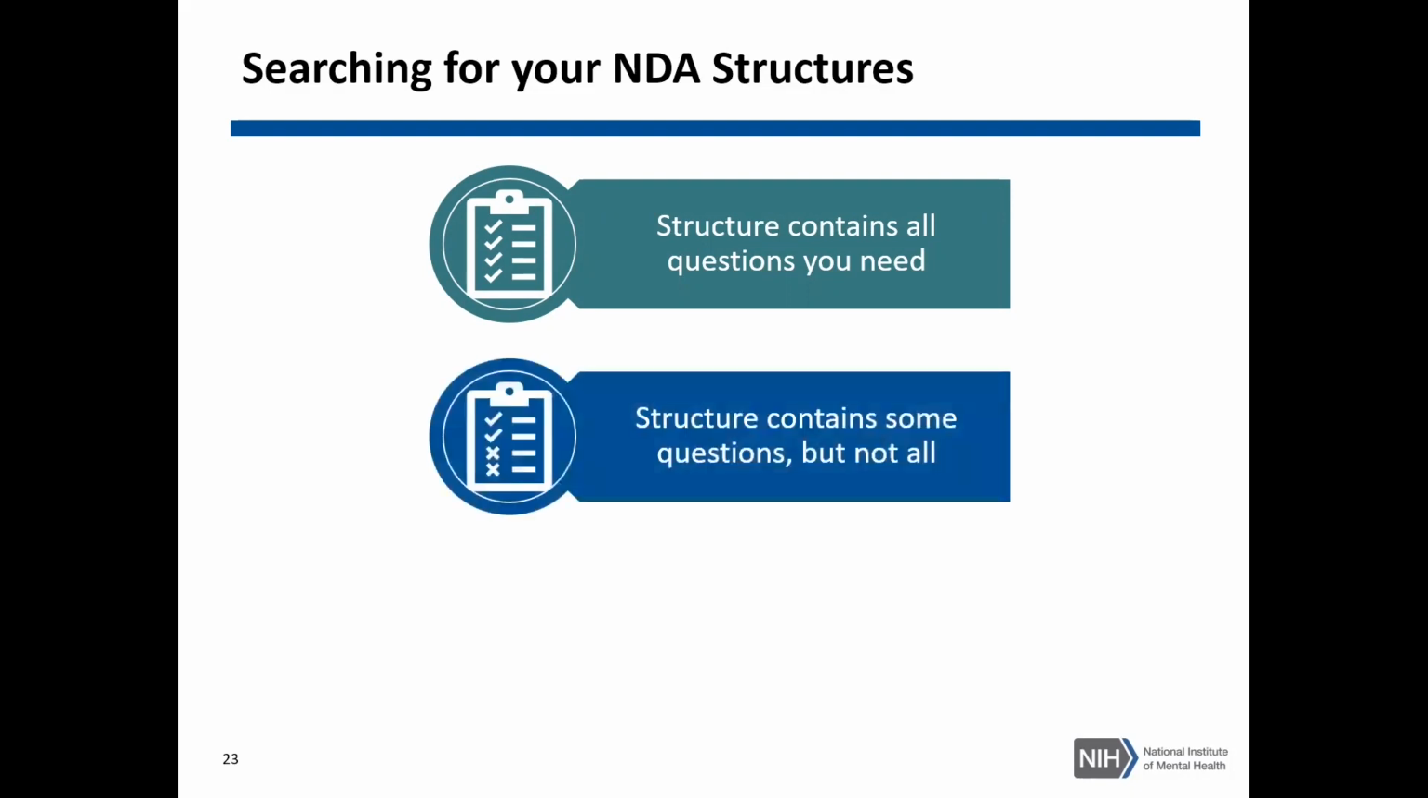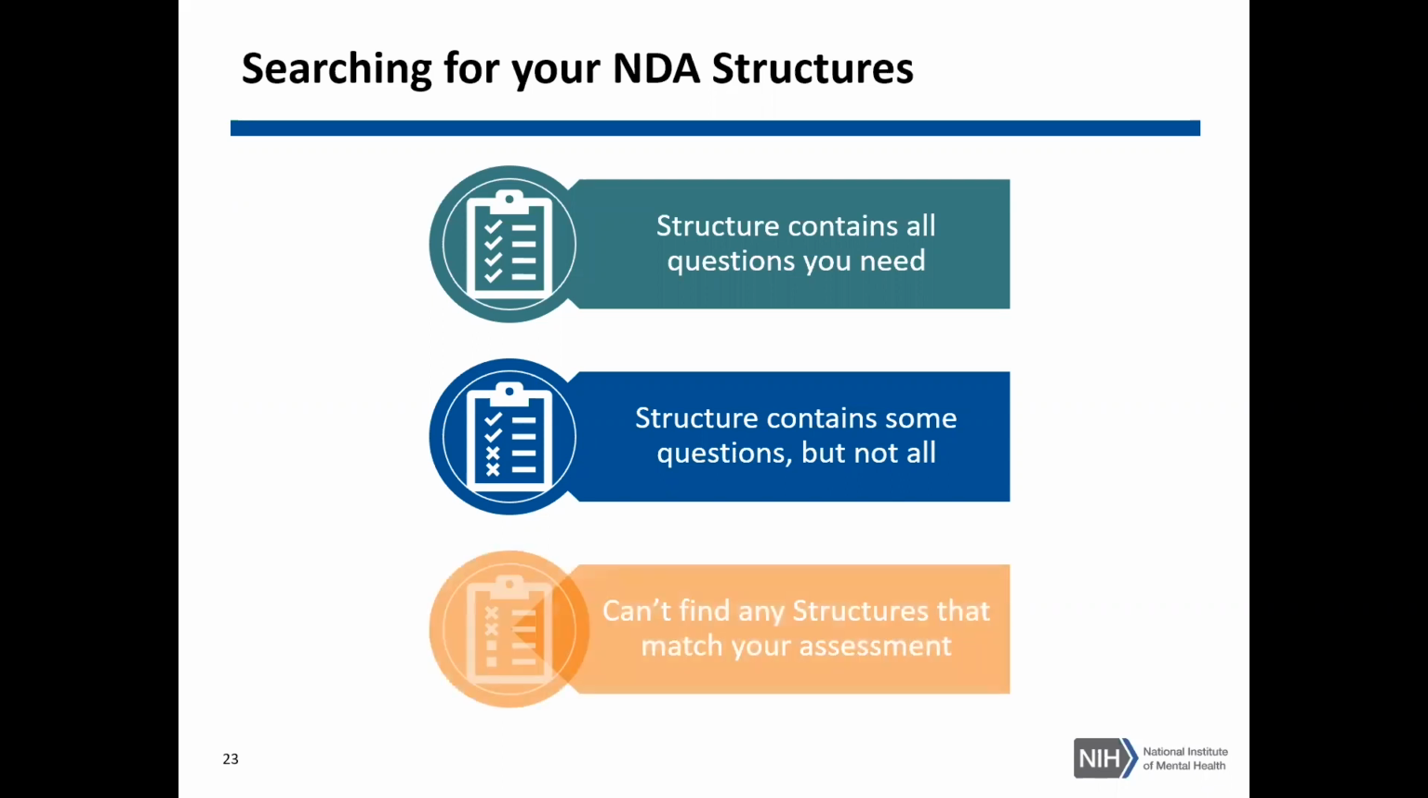The next path you may find yourself in is that you do find an existing structure, but it's missing some of those questions or variables in your original assessment. So you need to request some additions to that data structure. And the least happy path you may find yourself in is that you can't find any structure at all that matches your assessment, and you need to request an entirely new structure with elements that may exist in NDA, but they might not yet exist in NDA.